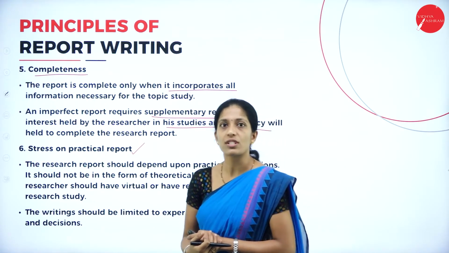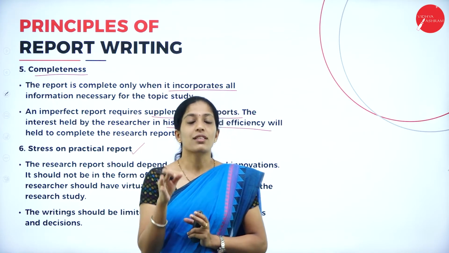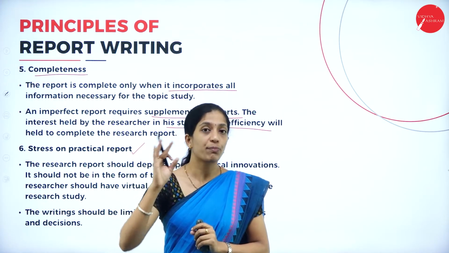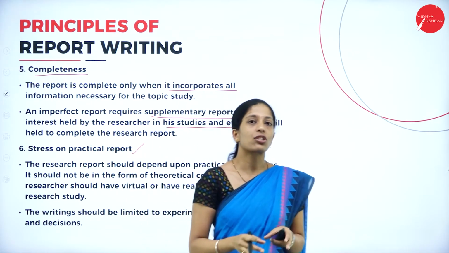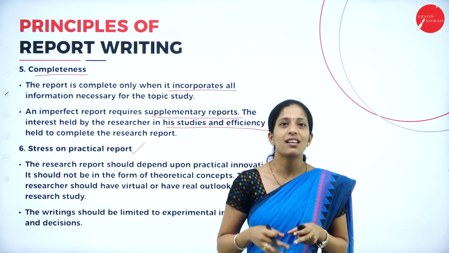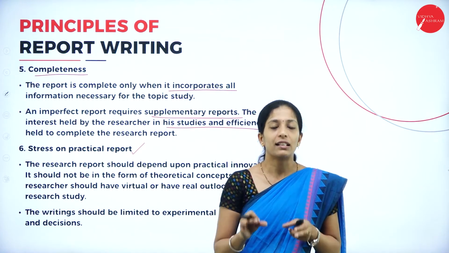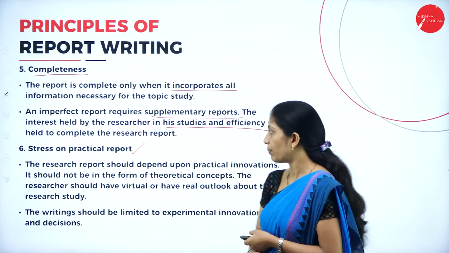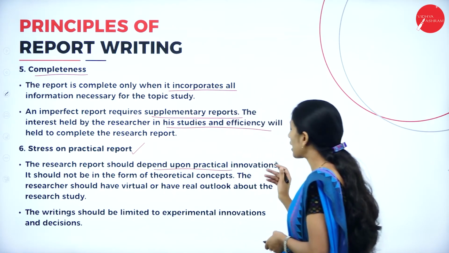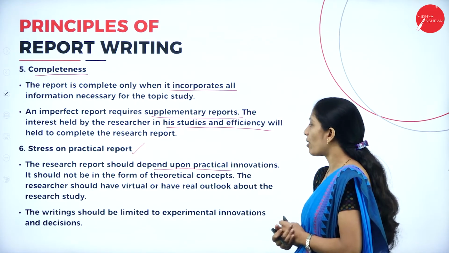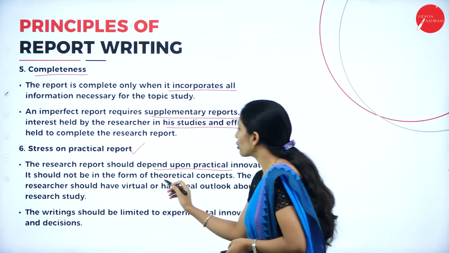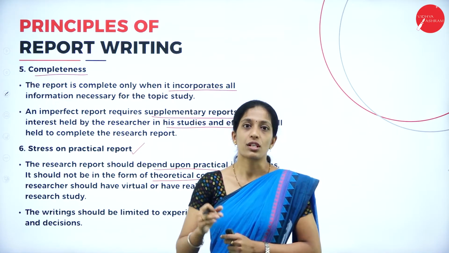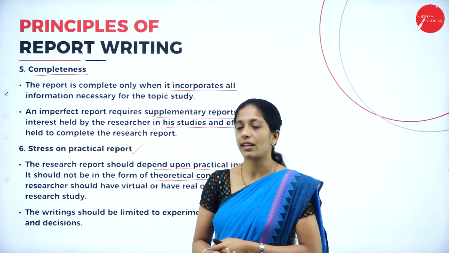Suppose the researcher has proved something practically, then that practical report has to be included in the research report, because the practical aspect has been proved successfully. If such things are ignored, then there is no value for the research report. So practical things which have been proven have to be included, so that it gives weightage to the research report. The research report should depend upon practical innovations. It should not be in the form of theoretical concepts. Always, in order to make the research report more interesting, the theoretical aspect has to be reduced. More chances have to be given to the practical aspects.